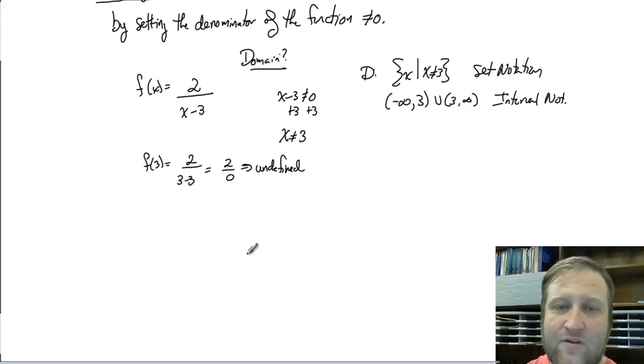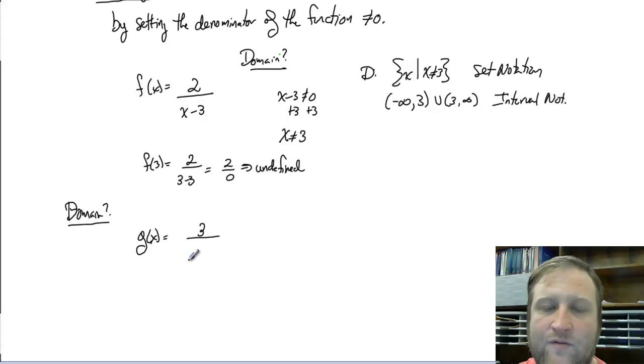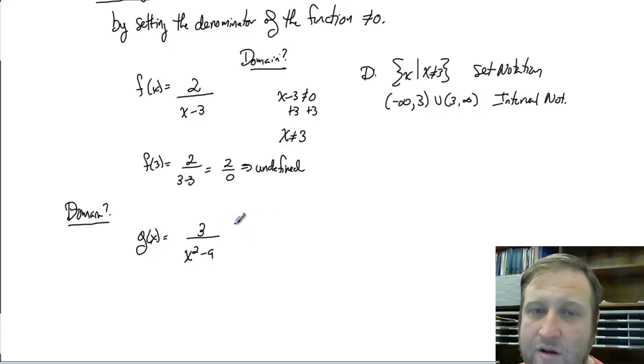So if I were to give you another function, I'm going to ask you to find the domain of this function. Let's say I give you g of x is equal to 3 all over x squared minus 9. So again, following that same protocol, we know that x squared minus 9 cannot equal 0.